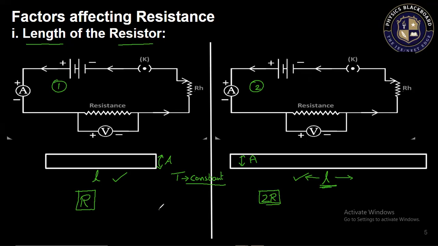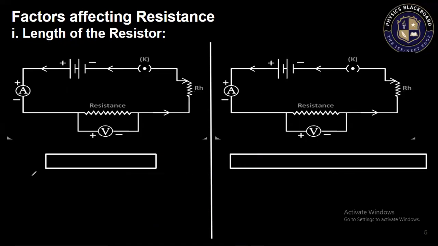So from this we can understand that resistance is directly proportional to the length of the resistor. If the length gets doubled, the resistance also gets doubled, keeping the area and temperature constant, and in both cases the material remains the same. Okay, now we got the relation: resistance is directly proportional to the length of the conductor at the same area of cross section and at constant temperature. Okay, this is one factor.